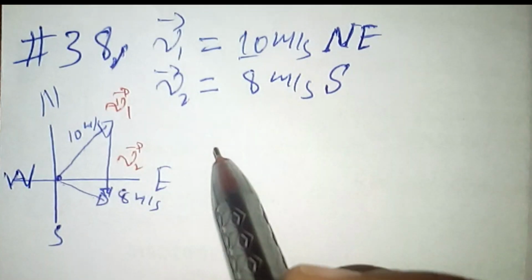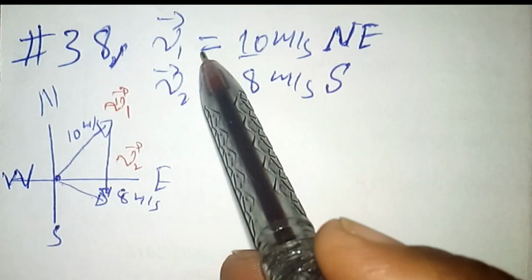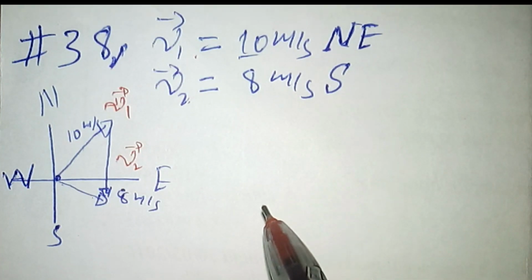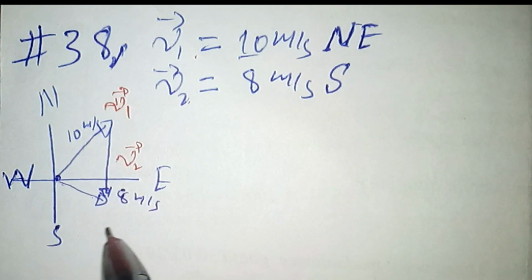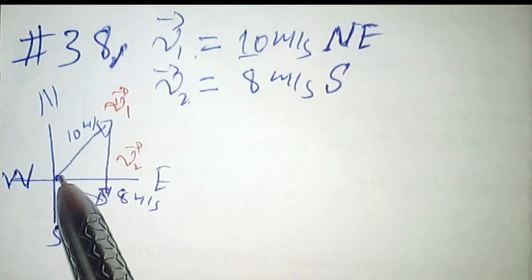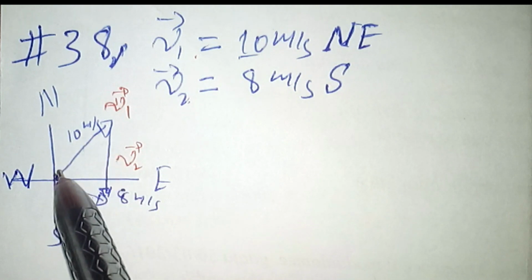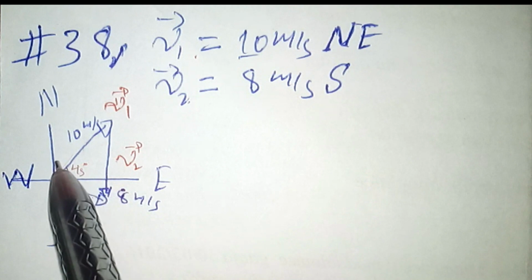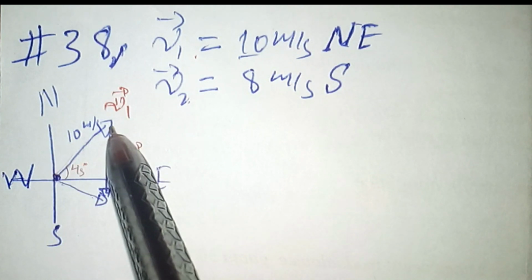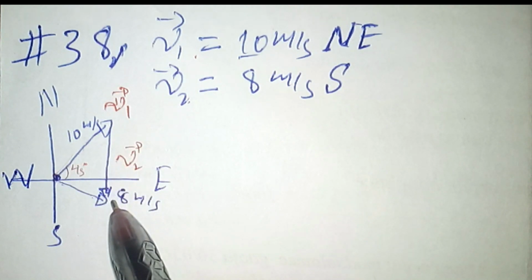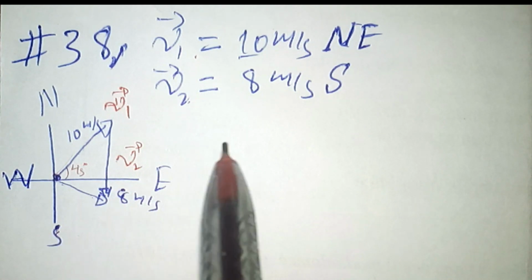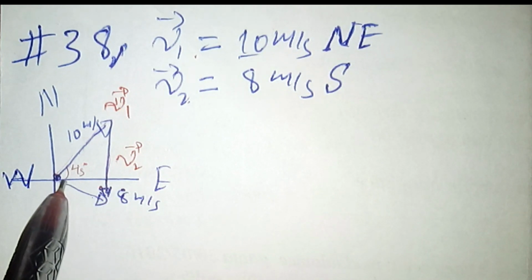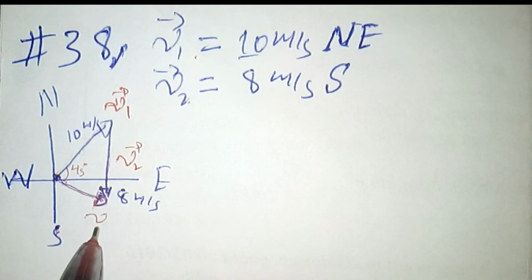Okay, to get the magnitude of the resultant of velocities v1 and v2, we have many options to do this question. So first let me show you this question on a diagram. Velocity 1 is 10 meters per second northeast. That means at exactly 45 degrees from the east or from the north. And then the bird flies at 8 meters per second in the direction of south. So this is the first velocity and this one is the second velocity, and this must be the resultant velocity v.